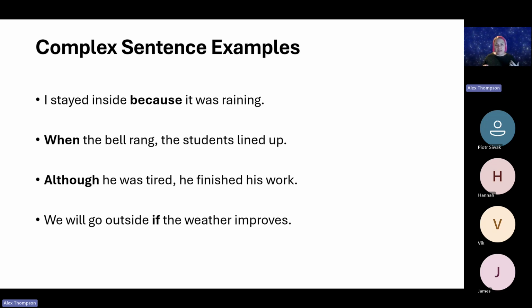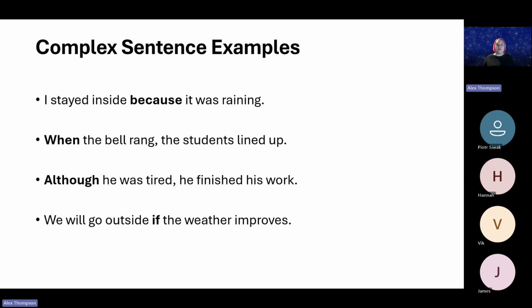It was raining. If we look at the second one, when the bell rang, the students lined up. Now, in this case, it's the other way round. Where it says the students lined up, that makes sense on its own. That is an independent clause. That is a simple sentence. The students lined up. The students are the subject, and lining up is what they are doing. It is the predicate. When the bell rang, if I just say those four words on their own, they are not grammatically correct. They need the rest of the sentence in order for it to make sense.